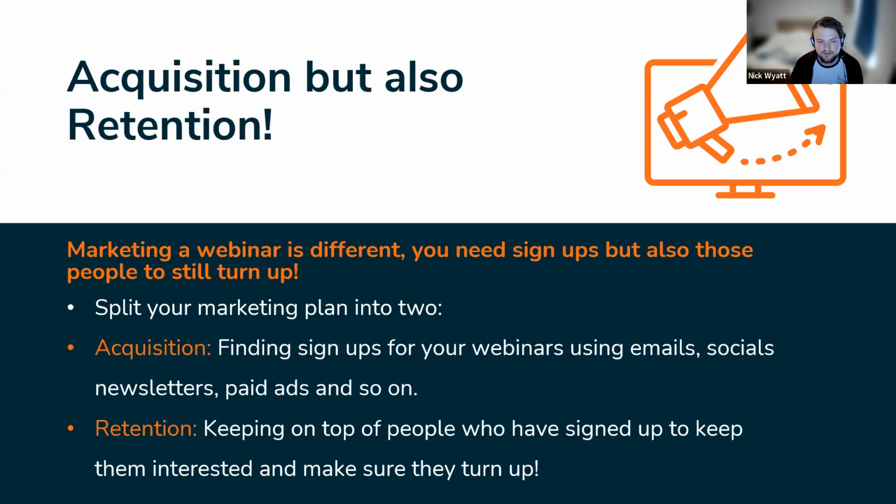And then the second step is creating a retention plan, because you can get so many signups, but no one turns up on the actual day. So you have to have a marketing plan in place to make sure that you're in contact with those people and making sure that you've told them about this webinar that's coming up. They've already signed up, so they are in some way going to be interested in it.